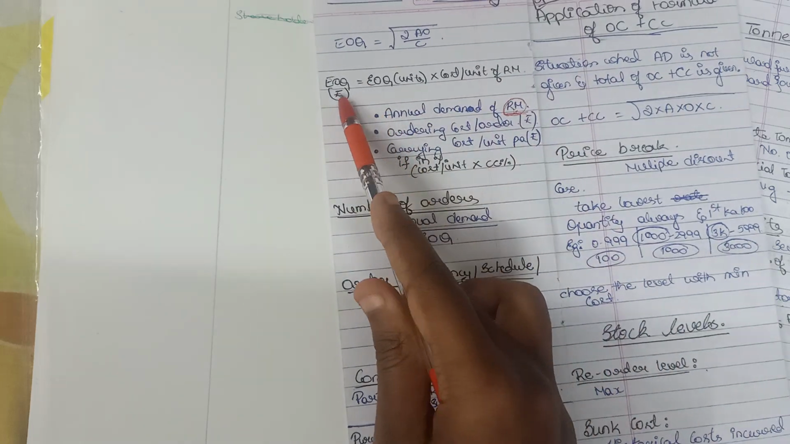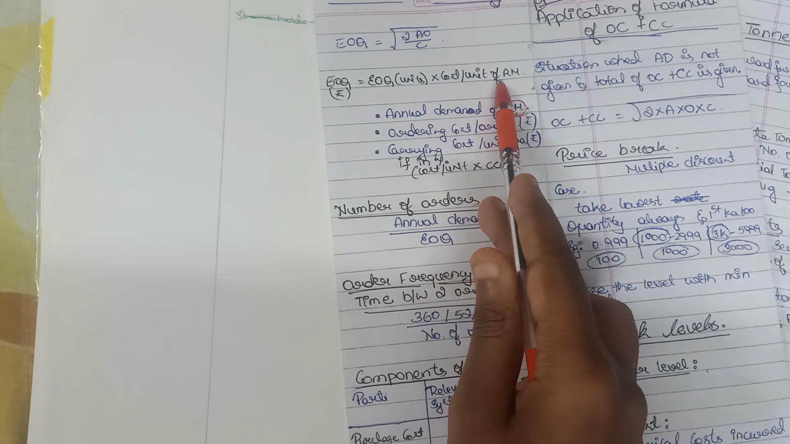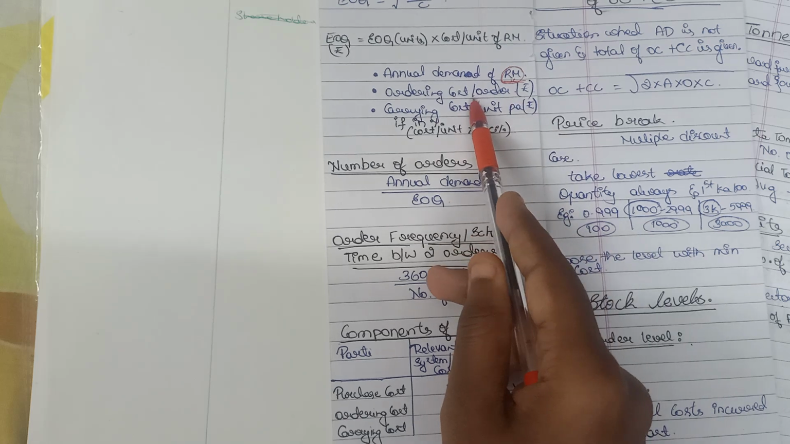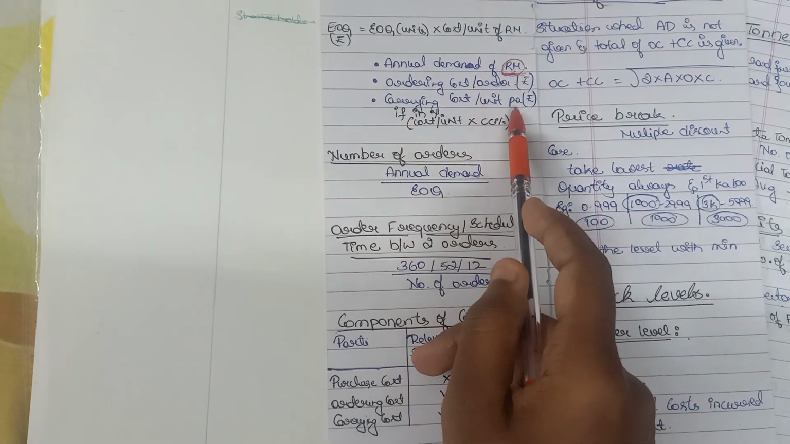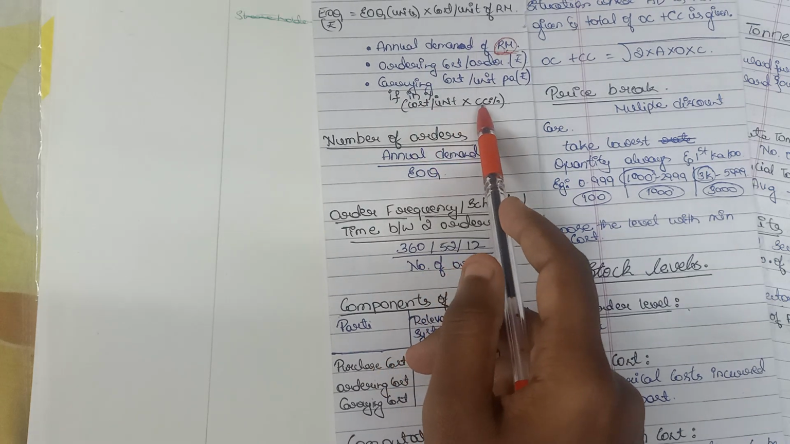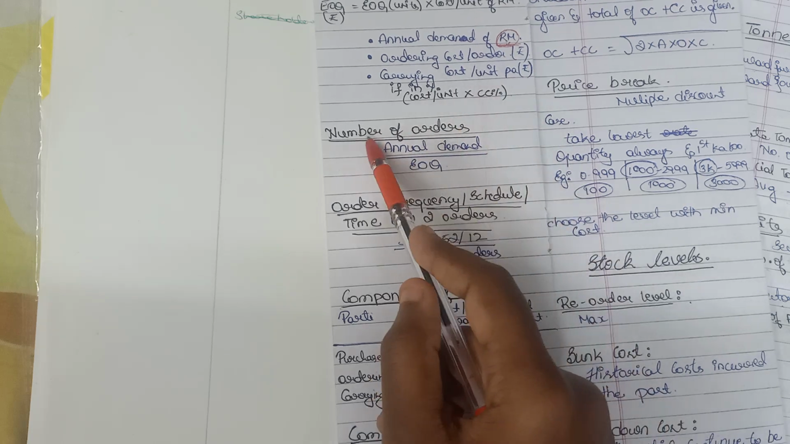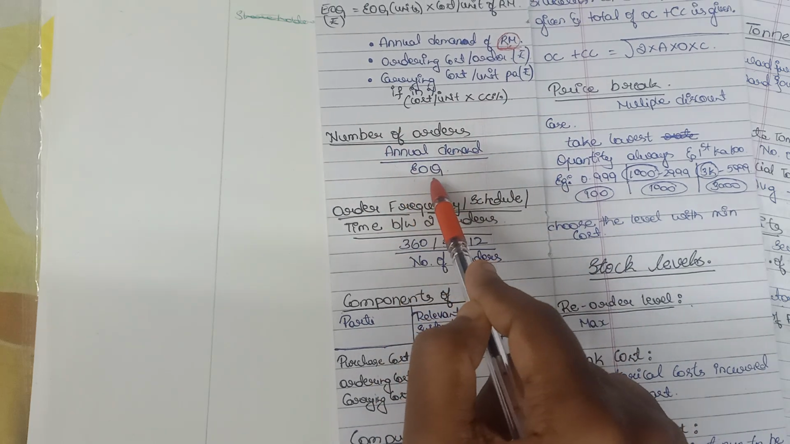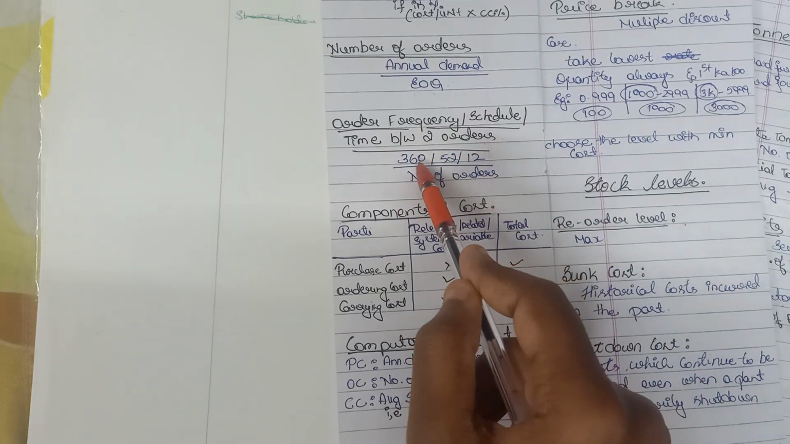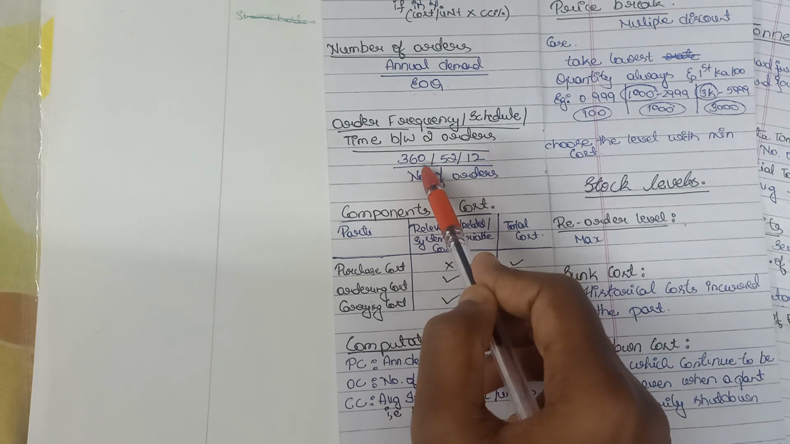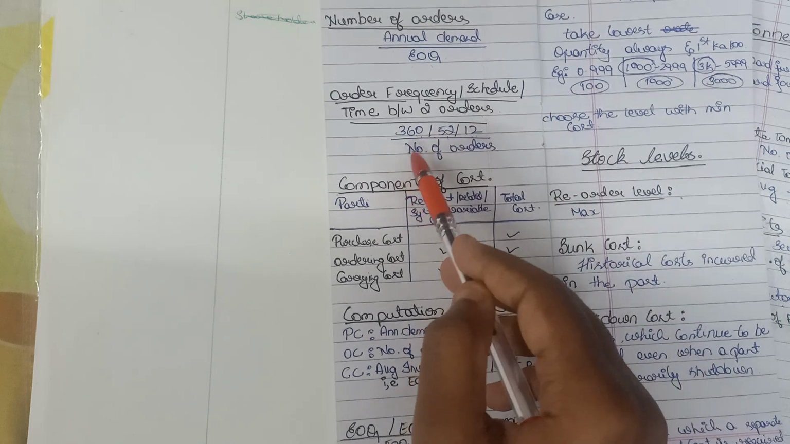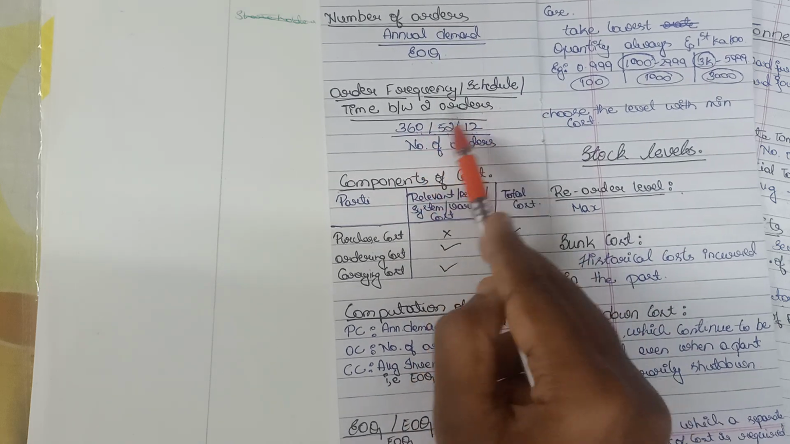EOQ in rupees is equal to EOQ units into cost per unit of raw material. A is annual demand of raw material, O is ordering cost per order, C is carrying cost per unit per annum. If it is in percentage, cost per unit into carrying cost percentage. Number of orders is annual demand divided by EOQ. Order frequency schedule, time between two orders: we have to take 360 days if it is mentioned in the question, or 365 days with assumption, and also 52 weeks or 12 months, divided by number of orders.